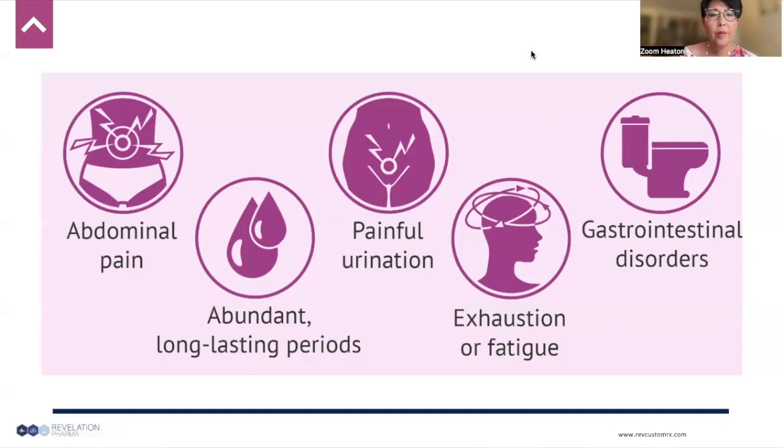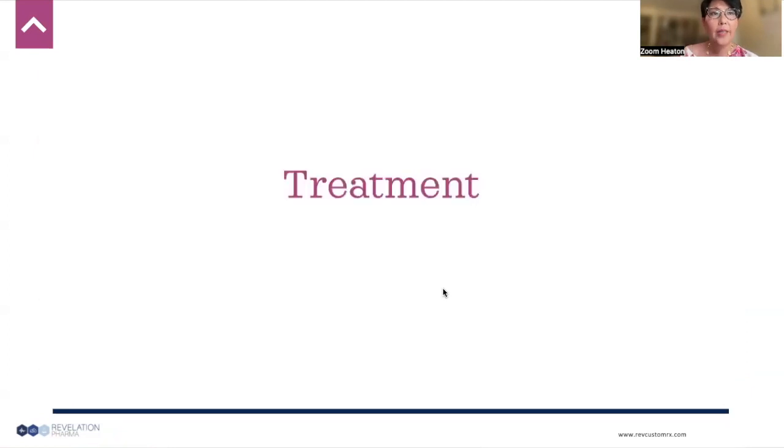And this is just a visualization of some of the symptoms that are experienced in endometriosis. Exhaustion or fatigue is another one that's pretty big, just because if you're in a lot of pain, you're going to be tired. And then there's gastrointestinal disorders, abdominal pain. Okay, let's get to treatment.